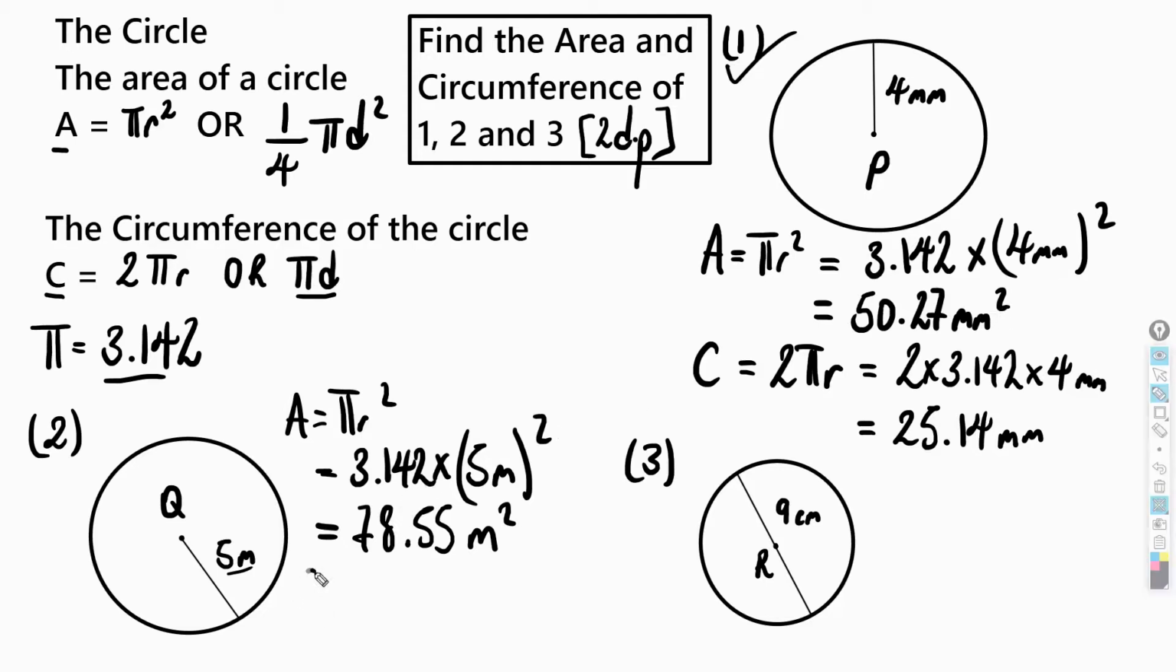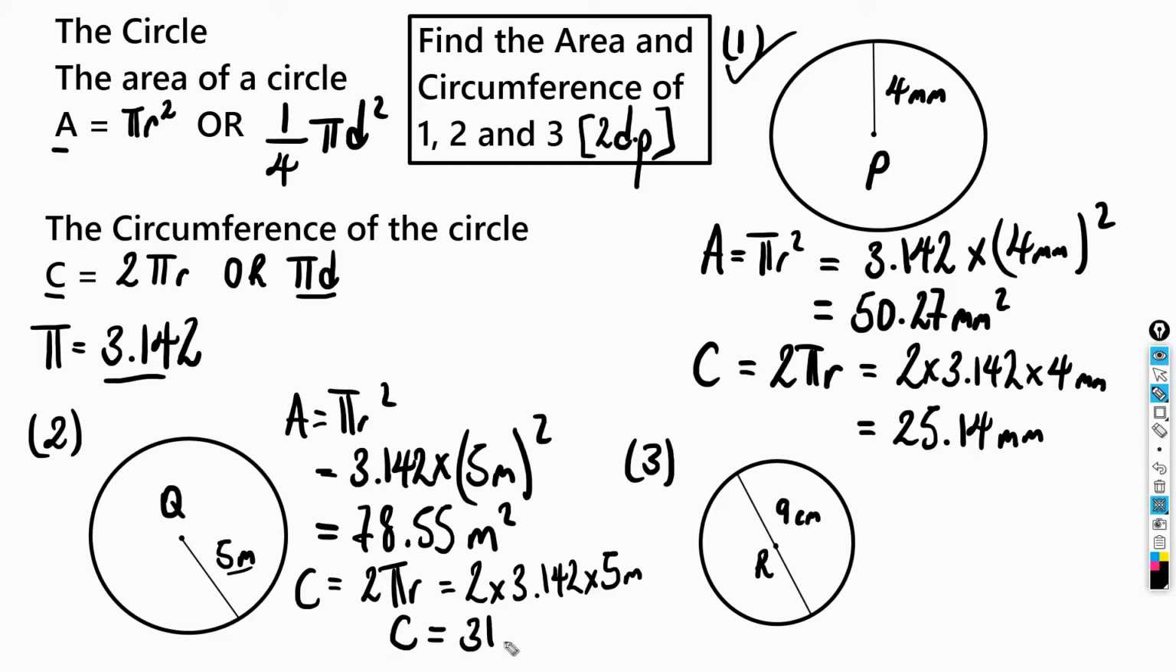And we need to find the circumference as well. So for the circumference, we're going to find 2 pi r, which should be equal to 2 multiplied by 3.142 multiplied by r, which is 5, right? 5 meters. We're going to put that in our calculators, and we should get the circumference equal to 31.42 to 2 decimal places, in meters.